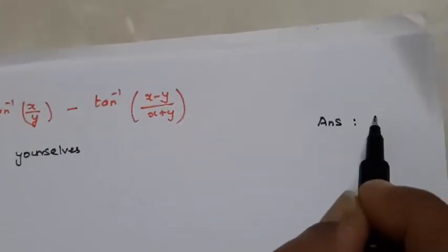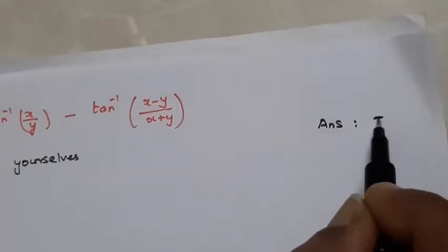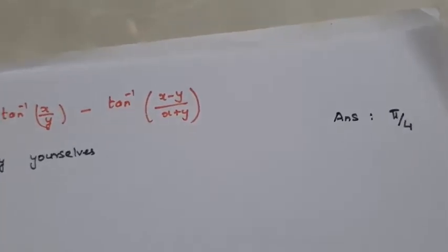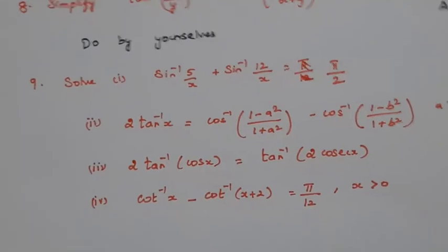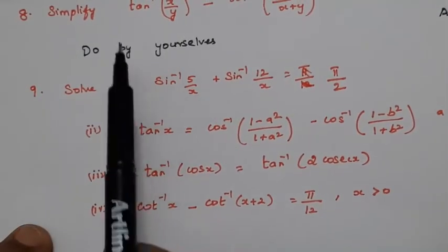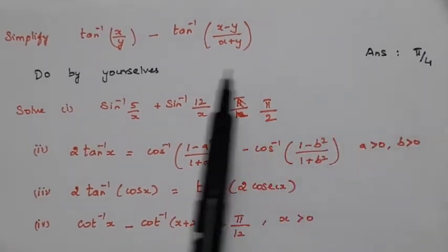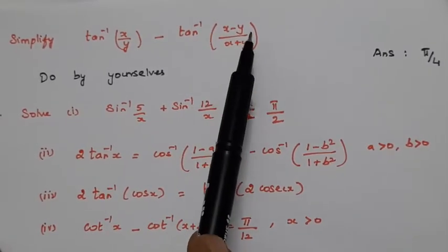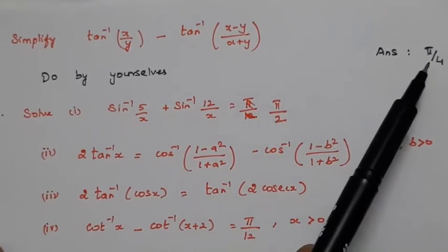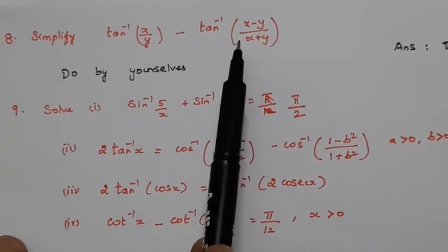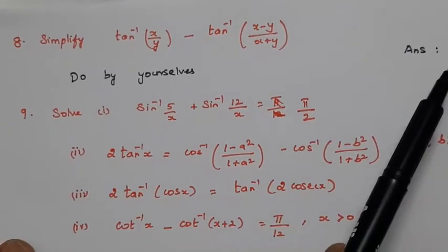The answer is pi by 4. See here, just apply the formula. The answer should be pi by 4. So what would be the answer? Finally, you should have tan inverse of 1, and that would be equal to pi by 4. So you should get the simplification as 1, so tan inverse of 1, and that would be equal to pi by 4.